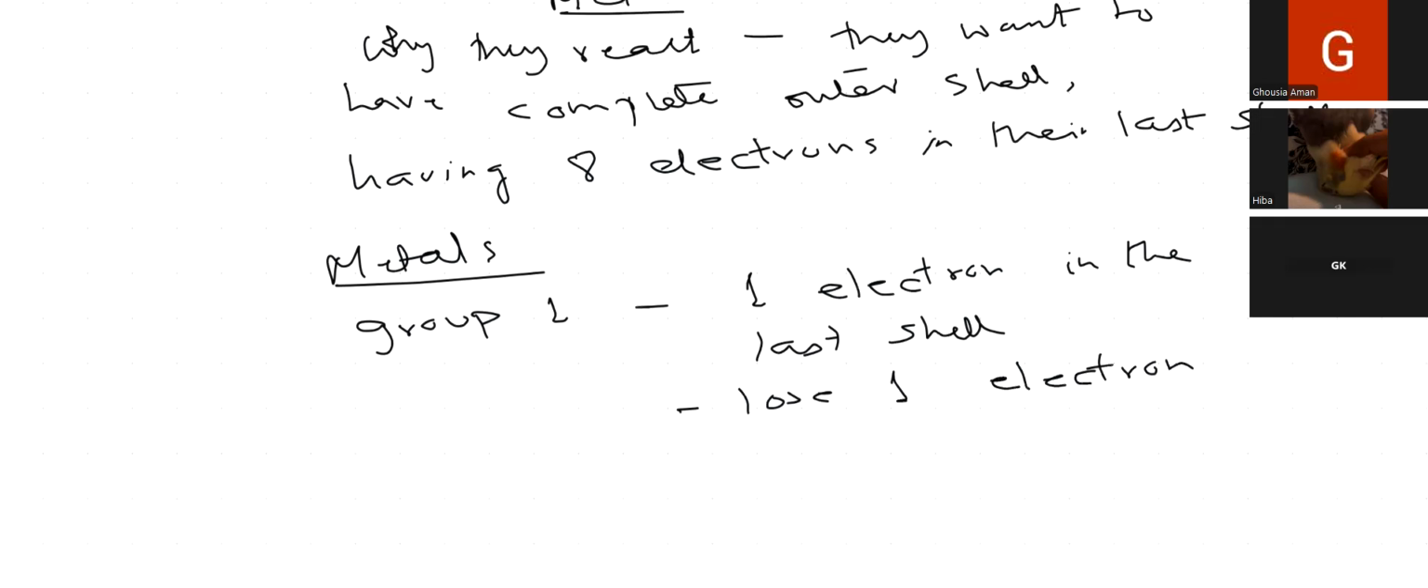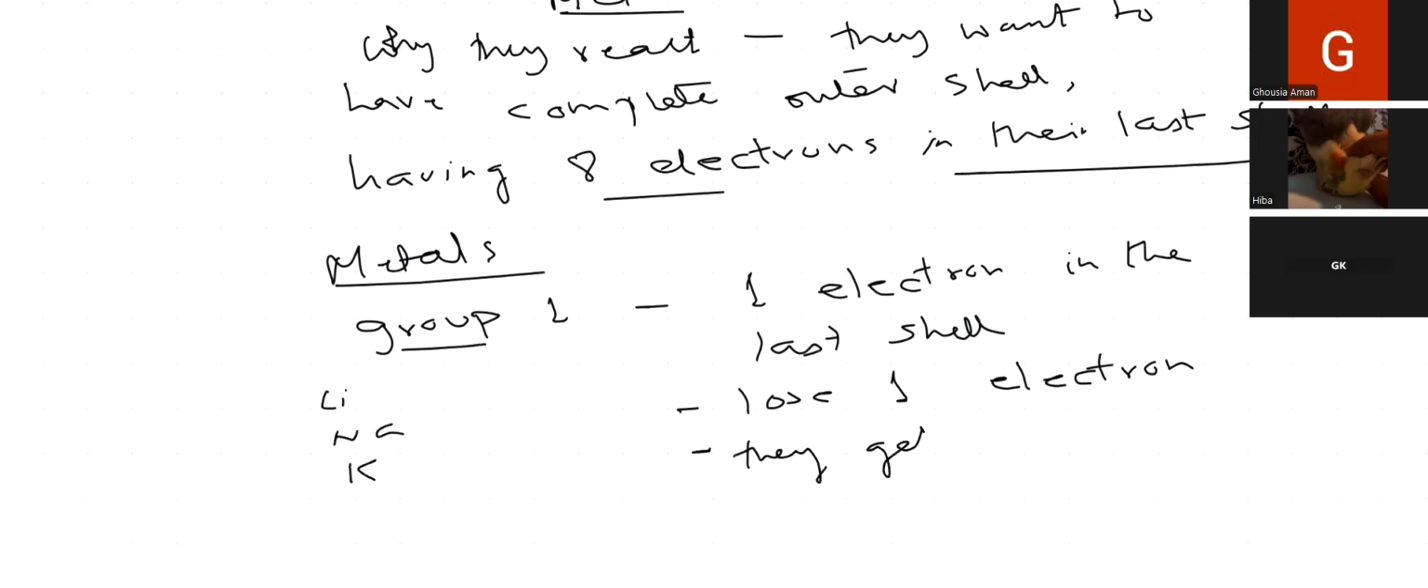So all of those in group number 1, lithium, sodium, potassium, rubidium, cesium, francium, have one electron in the last shell, and when they react, in order to have 8 electrons in their last shell, they lose one electron. And when they lose one electron, they get a +1 charge. How? We will see it now. So please copy it now. Tell me when you finish copying it.